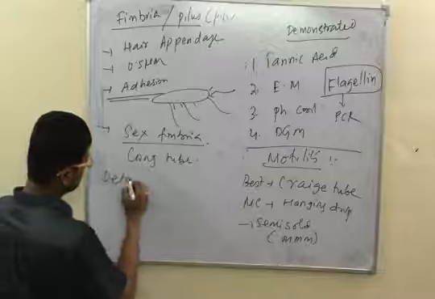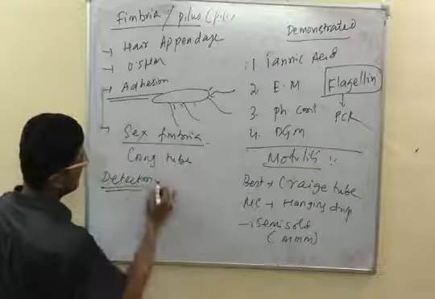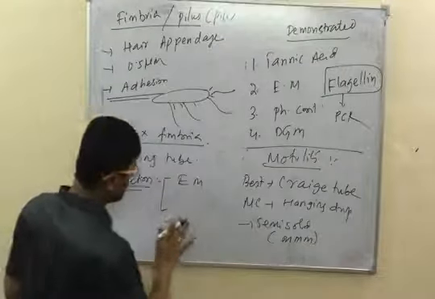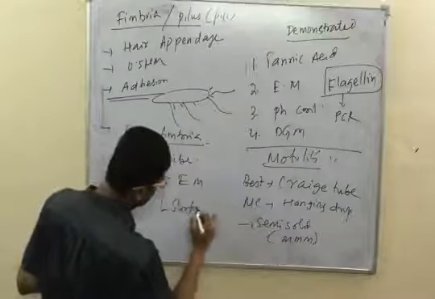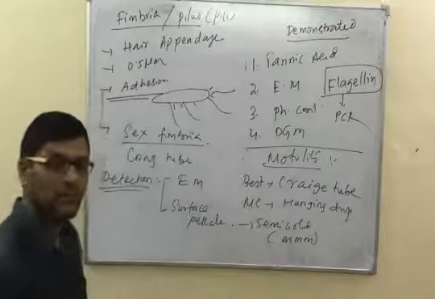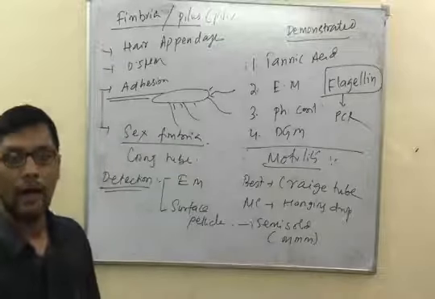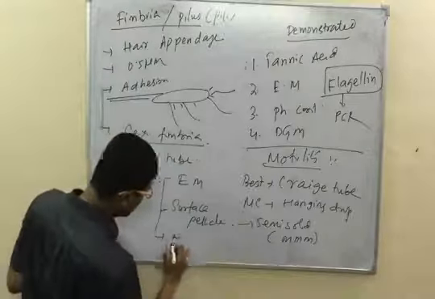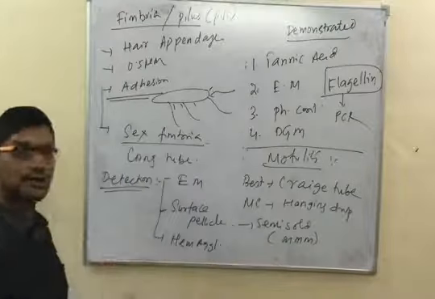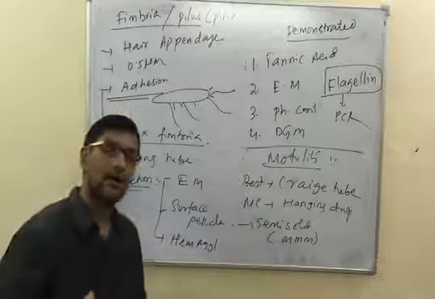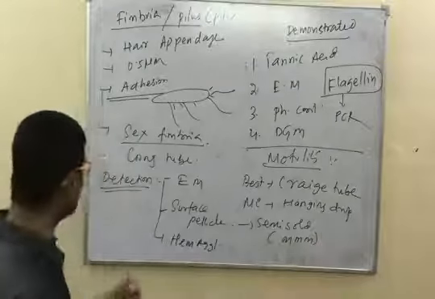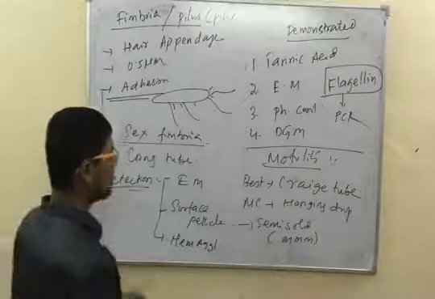How to detect the fimbria? You can detect the fimbria by electron microscope. Other than that, there are various indirect means, like fimbria can form a surface pellicle on the surface of the liquid medium. Fimbria can agglutinate with RBC. So hemagglutination reaction can be done to detect the fimbria, because fimbria has a property to get agglutinated to the various surface receptors of RBC. Okay, so these are the various methods to detect the fimbria.